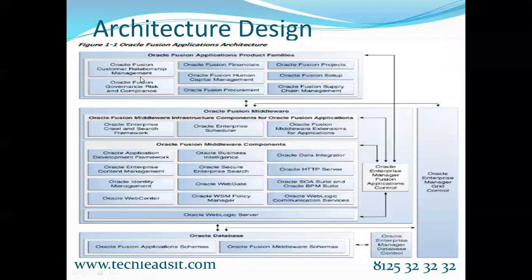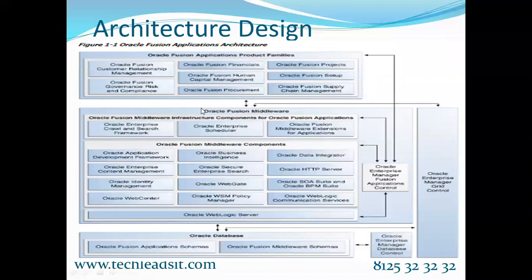Now we can discuss these three layers. Oracle Fusion Applications product families is the combination of all the products we have, put into one place in this layer. You see Oracle Fusion Financials, Oracle Fusion Setups, Oracle Fusion Procurement, Oracle Fusion Governance, and Oracle Fusion HRMS, HCM. All the product families are in this layer.